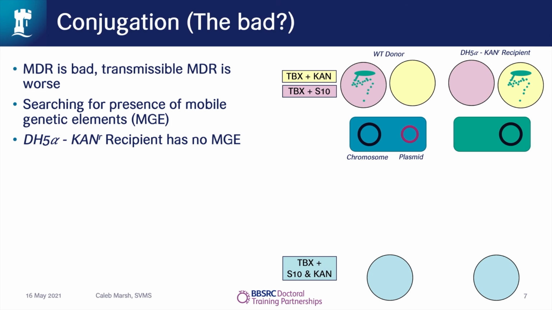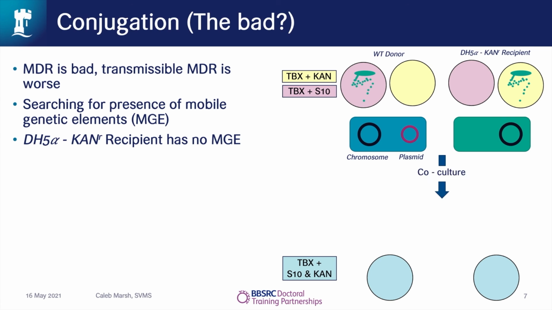While MDR is bad, transmissible MDR is worse. So how many of the MDR isolates can transfer their resistance phenotype horizontally? I carried out conjugation experiments with a lab strain with no mobile genetic elements and kanamycin resistance. A large number of my MDR isolates were streptomycin resistant, while my lab strain was not.